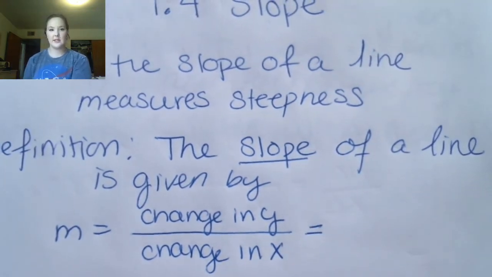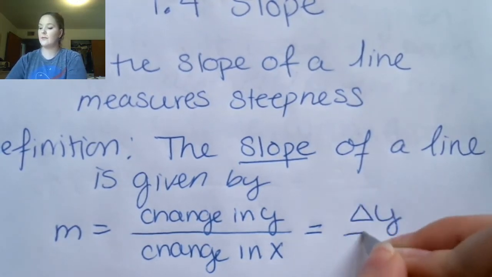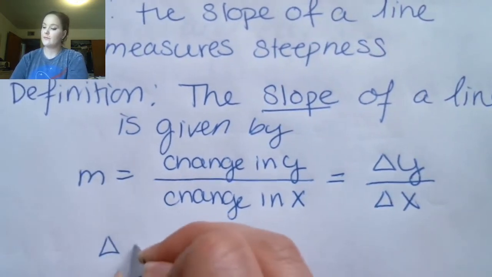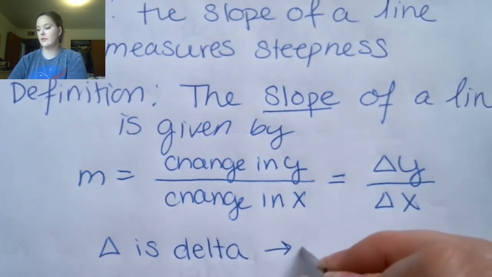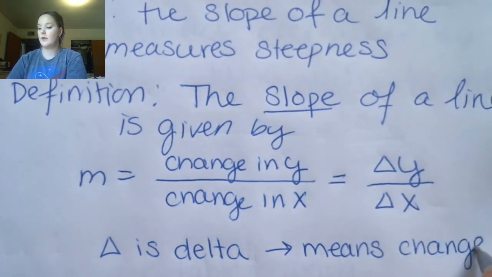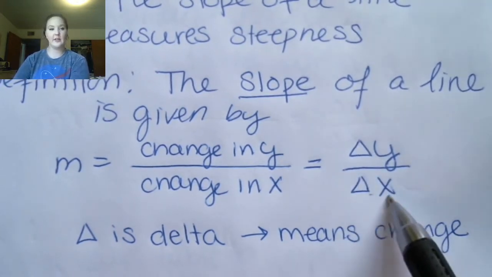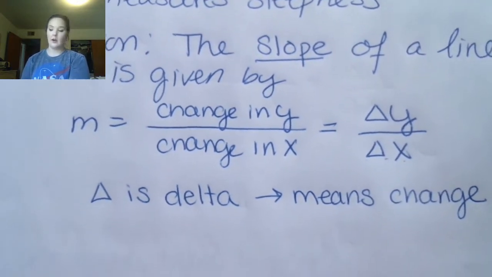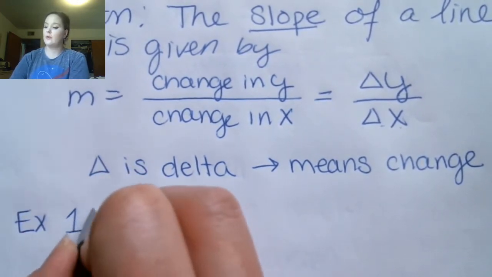Now you've definitely seen this before. What you might not have seen is the notation that looks like this. This little triangle is a delta, and it means change. So we'll see this notation a lot for slope, change in y over change in x, or you could say delta y over delta x. All right, so let's do a little review example of using a graph to find the slope.